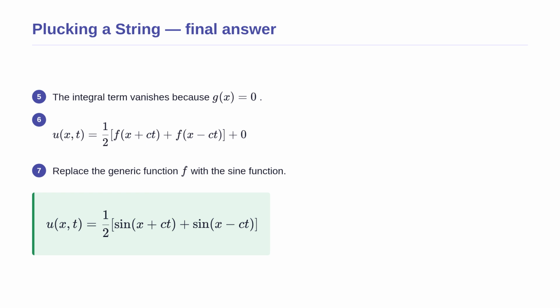Physically, this result means that the initial sine wave splits into two identical sine waves, each half as tall as the original, traveling in opposite directions at the wave speed c.